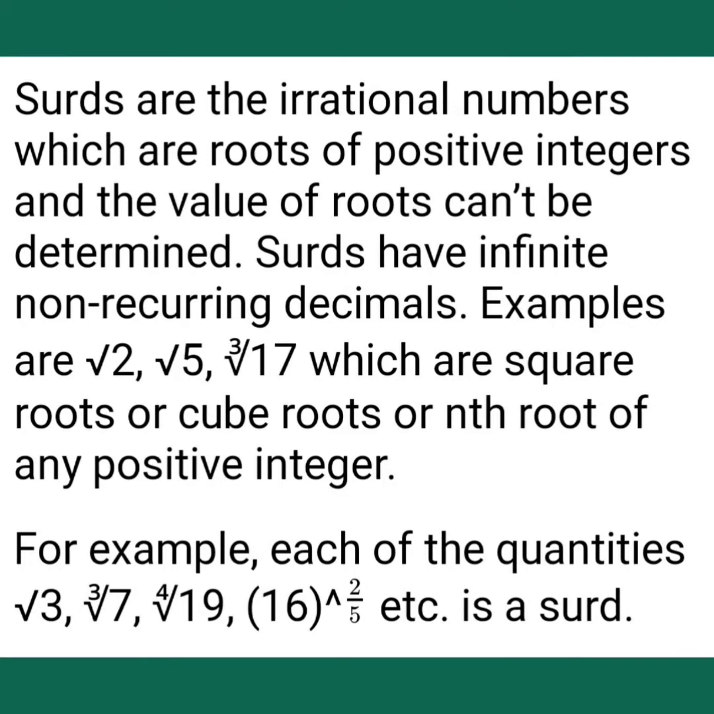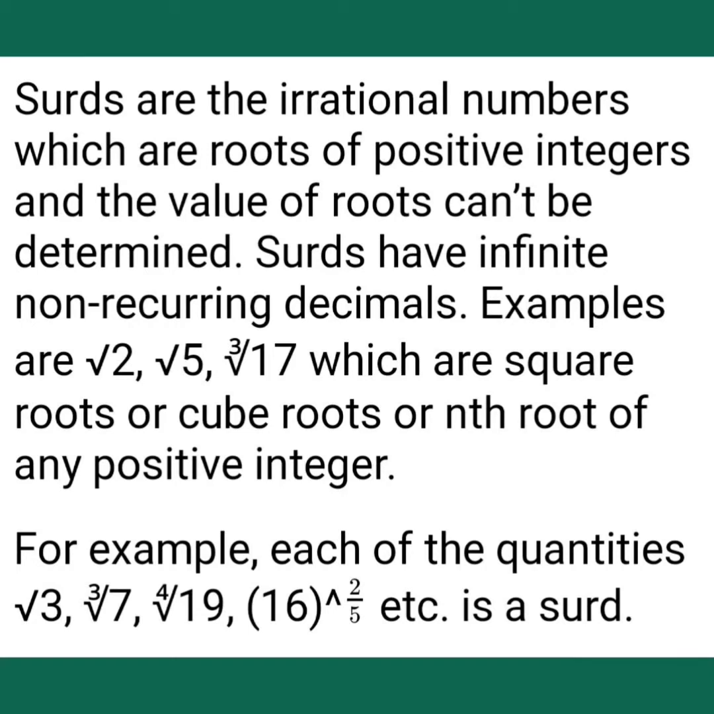To understand this, let us consider the examples, namely root 2, root 5, cube root of 17, which are square roots, cube roots, or the nth root of any positive integer. So in this case, they satisfy the condition: they are irrational numbers which are the roots of positive integers. They are called surds.